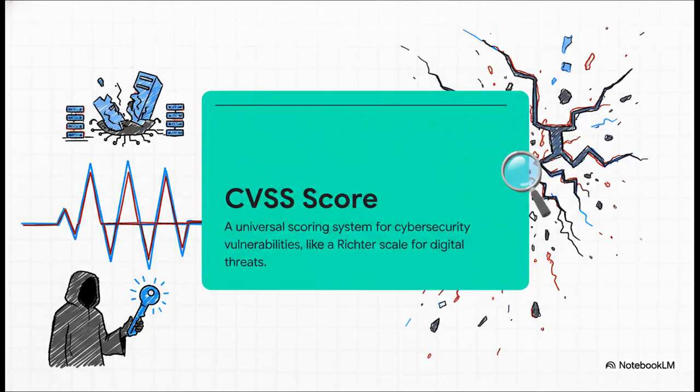Remember that one. To really get that 9.8 score, think of the CVSS system like a Richter scale, but for digital threats. You know, a score of 4 or 5 might be a noticeable tremor. A 7 is a serious quake, but a 9.8? That's the big one. It means a vulnerability is incredibly easy for a bad guy to use, and the damage it can cause is absolutely devastating.